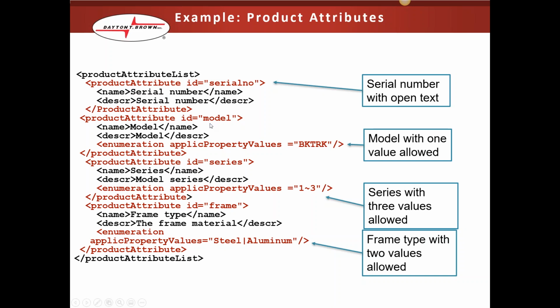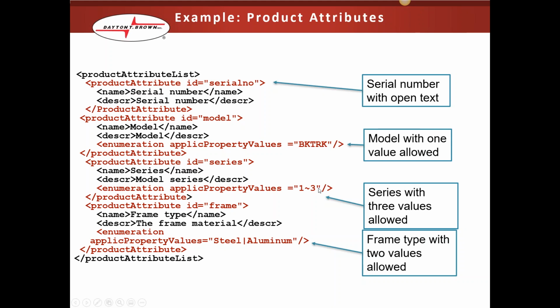And we do have an enumeration on this that says this is the only model that you're allowed to use. So we define what that value is, and we enumerate it, and it's pretty straightforward. So now we have a serial number that can be open. You can type in any serial number, but it's got to be based on this model. So BKTRK, which in S1000D bike example land, means a Brook Trekker mountain bike.